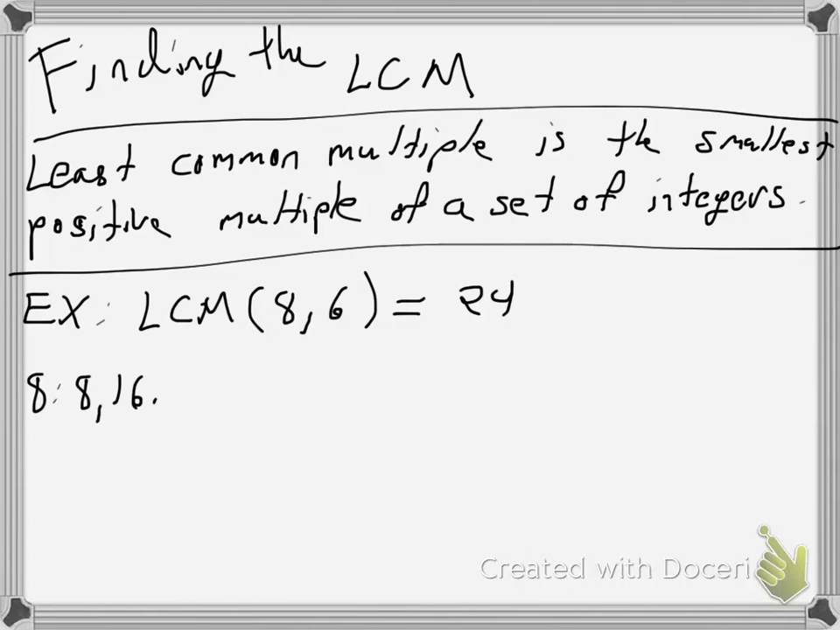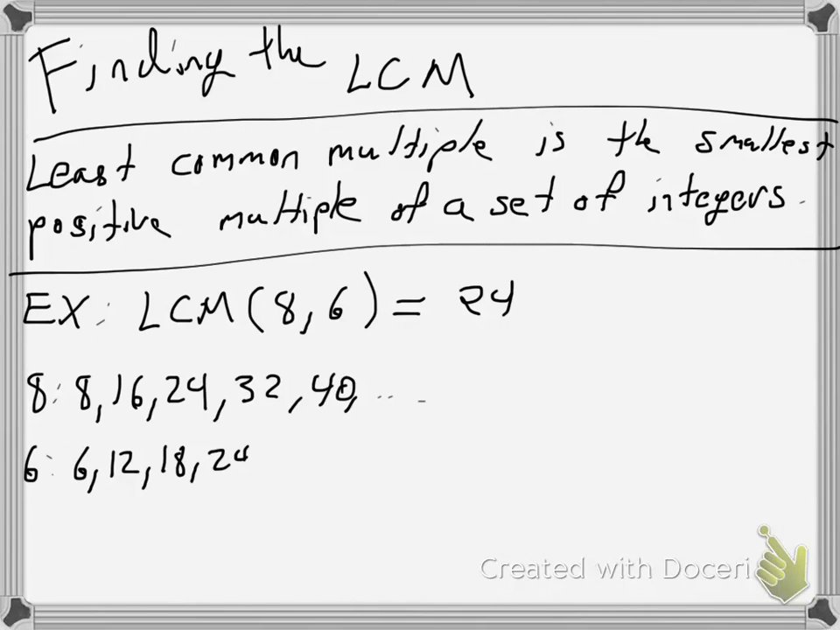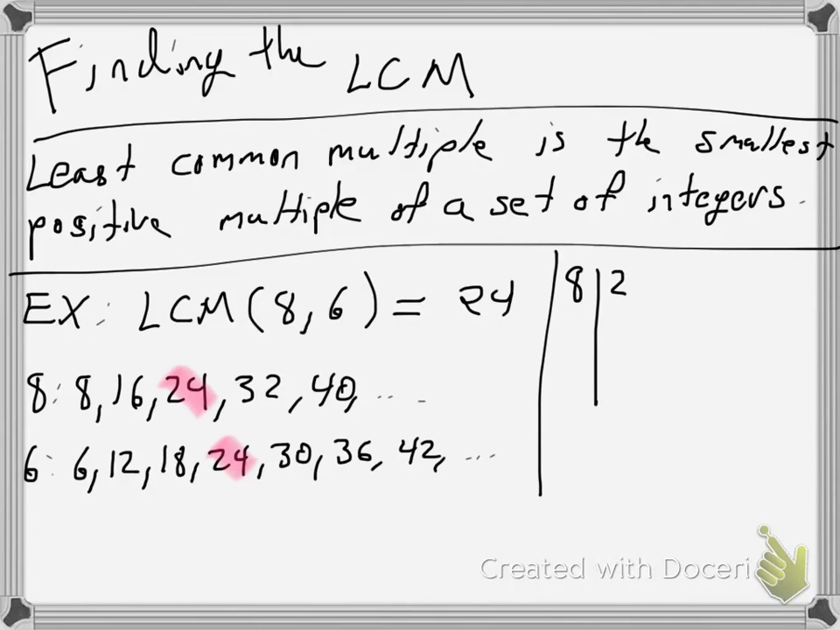So if we list some multiples of 8: 16, 24, 32, 40, etc. Multiples of 6: 6, 12, 18, 24, 30, 36, 42, etc. Okay? And we're looking for the least, or the smallest of these multiples, and it happens to be 24. And then I'm going to go ahead and do the prime factorization of both the 8 and the 6. And this is probably the quickest method.